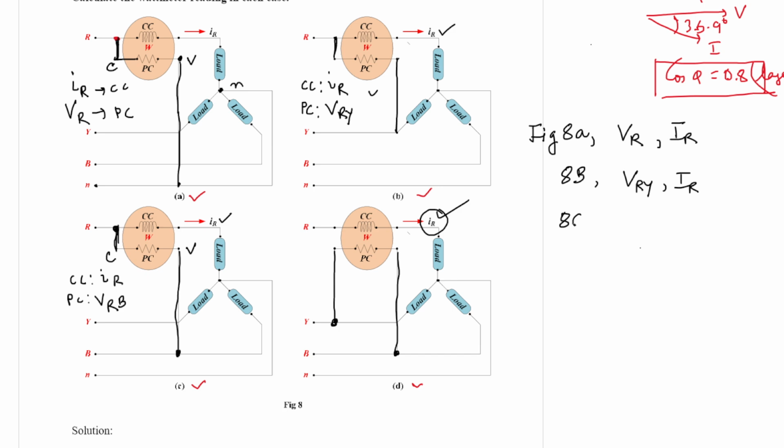Figure 8C: voltage this time will be VRB and current will be IR. And for the last diagram, 8D, voltage this time will be VYB and current will be the same IR. So what is the power consumption for each case? Will it be equal, or will it be different? Let's see.